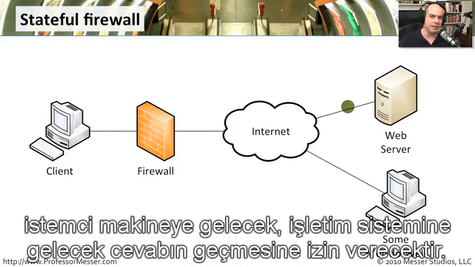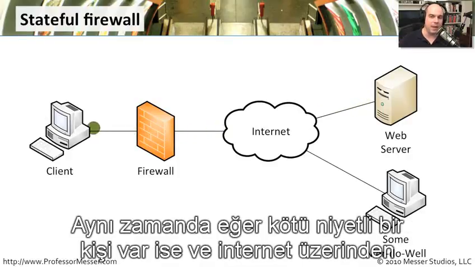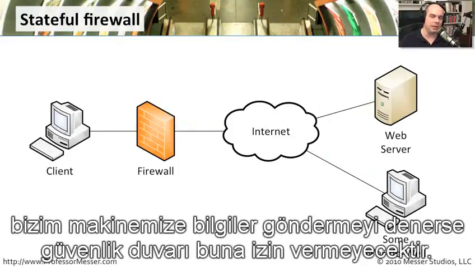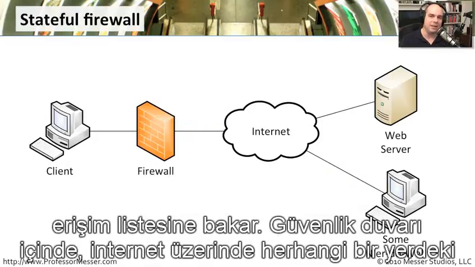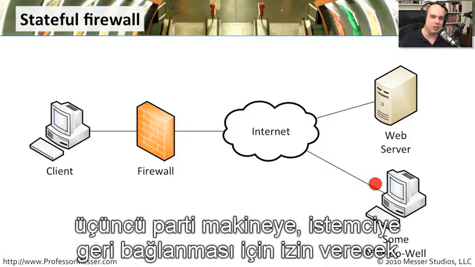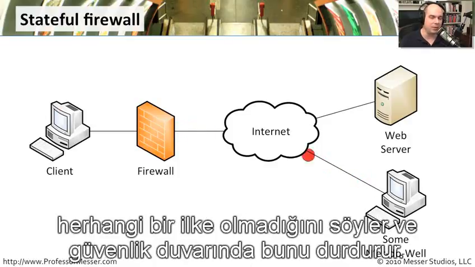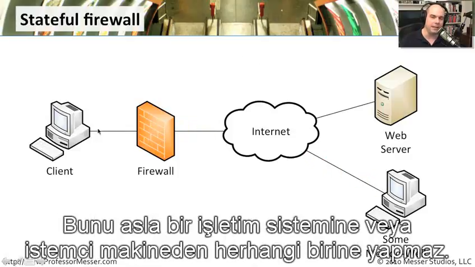Now, at the same time, if there is a bad guy out there on the internet who's trying to send information into our machine, it's not going to allow that. It knows that there was no connection ever made out to that third-party device, and it looks through its list and says, I have no rule in the firewall that would simply allow a third-party machine somewhere on the internet to connect back through to the client, and so it stops it right there at the firewall. It never makes it to the actual operating system or the client machine.